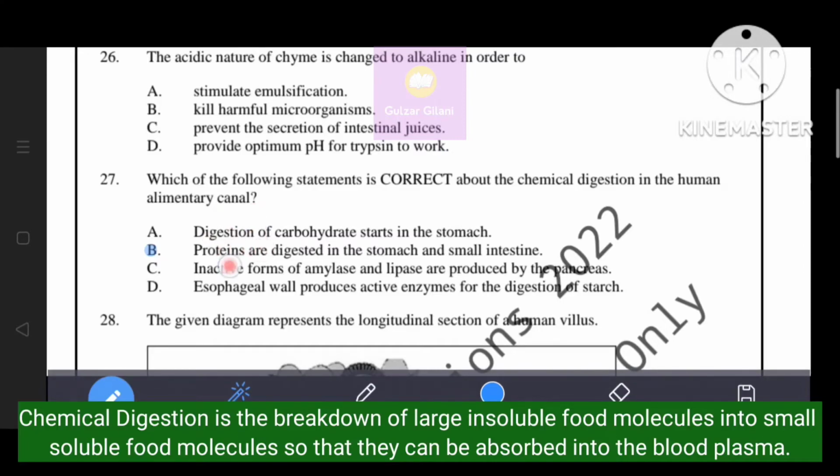That's why among the given options, the correct answer is option B, that is proteins are digested in the stomach and small intestine. Means option B is the correct answer.